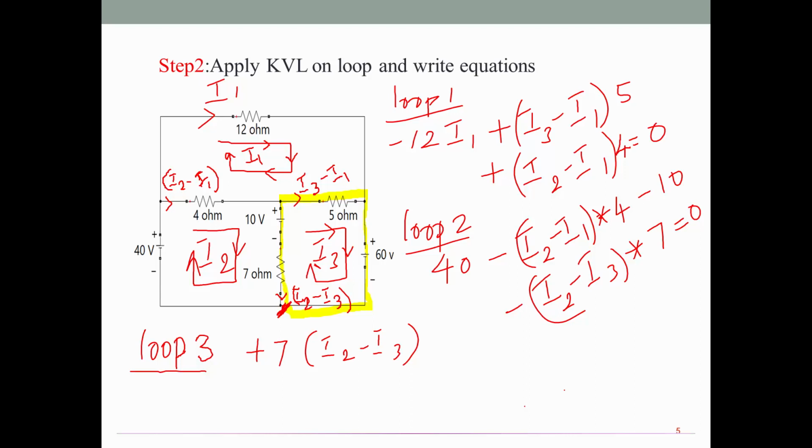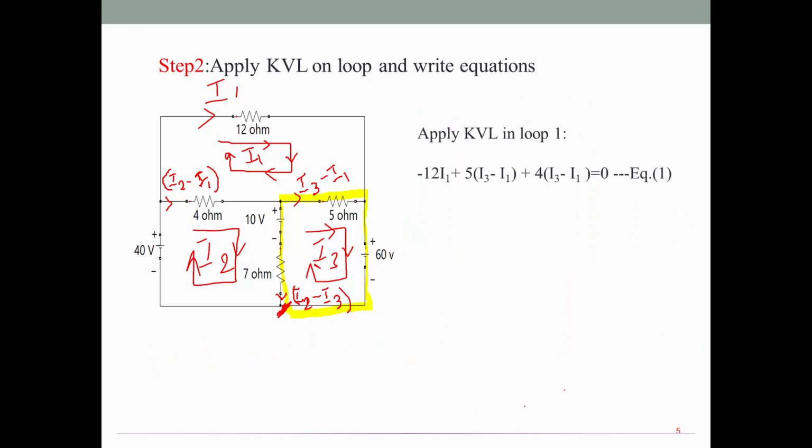Next, the 10 volt source. Loop current I3 is leaving the positive of the voltage source, so plus 10. Then the next case is the 5 ohm branch. I3 is the loop current, I3 minus I1 is the branch current, both acting in the same direction, so minus 5 times I3 minus I1. Then finally the 60 volt source, loop current leaving the negative of the voltage source, so minus 60 is equal to 0.